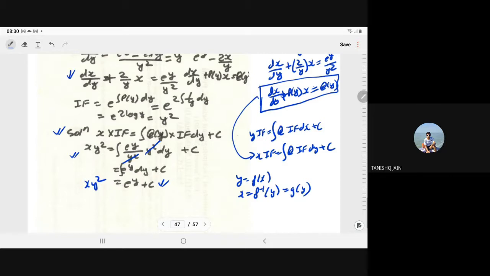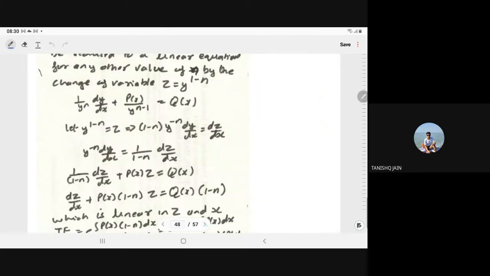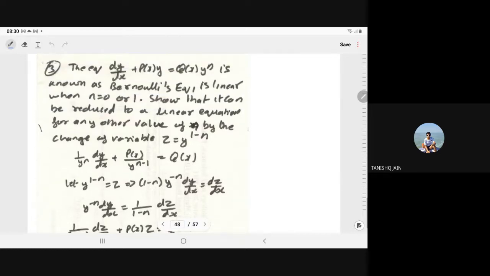Okay, sir. Now, it should be in theory, but in your book it is in the form of a question.